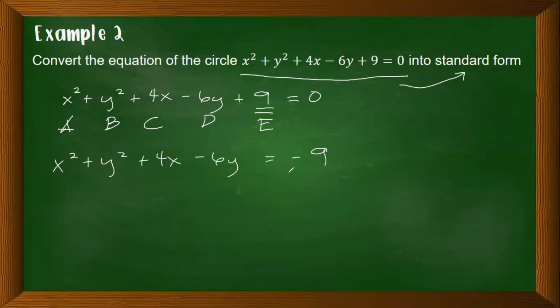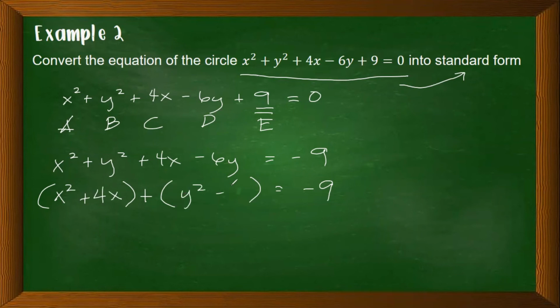Pagkatapos niyan, you will be grouping them according to variable. So, x to x, y to y. Lagyan nyo ng addition sa gitna para meron siyang separation of two variables. We have the x and the y. So, we have x squared plus 4x and we have y squared minus 6y. So, ano na yung sunod? We will be having now to have a perfect square trinomial, the PST. We will convert these two items here into a perfect square trinomial. How?